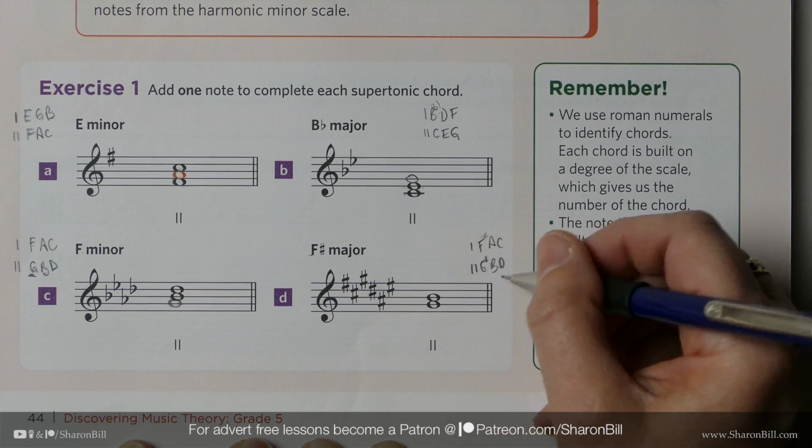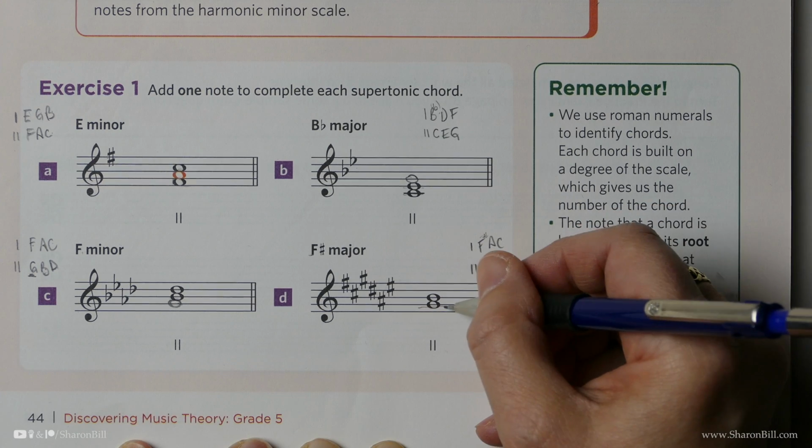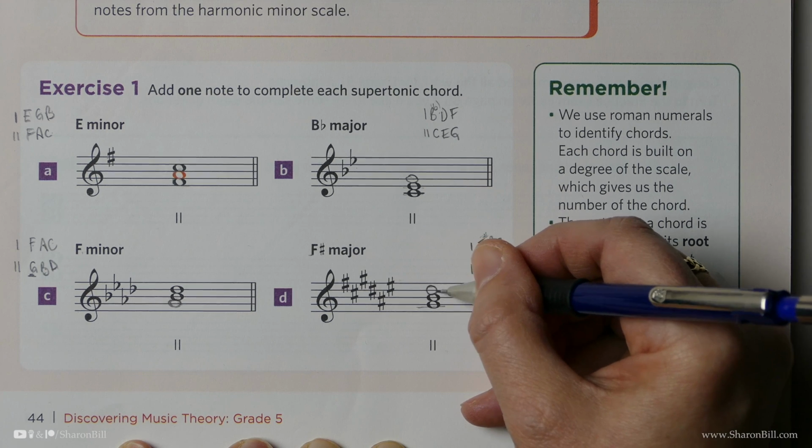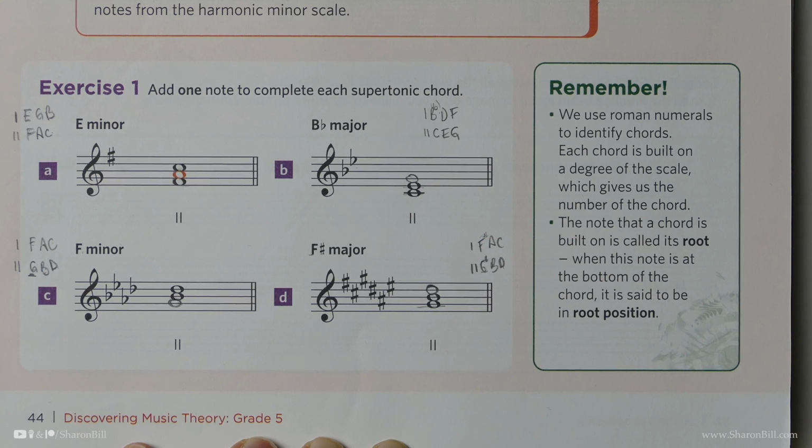We don't need to worry. Chord 2, the root note is G sharp. There's our root, first, third, and so there's our fifth. And that's that first exercise easily completed.